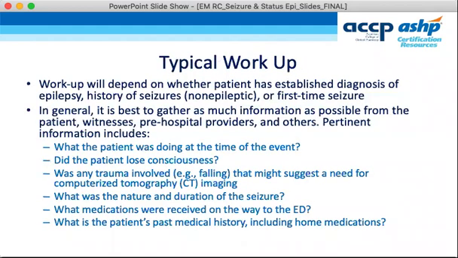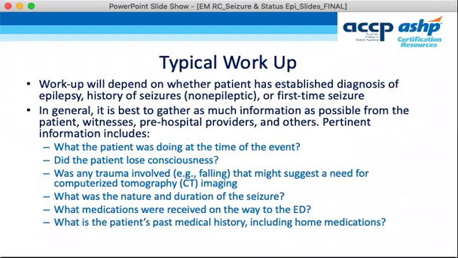So how are we going to work up patients in the ED? And this will first depend if the patient already has an established diagnosis of epilepsy or a history of non-epileptic seizures, or is this the first-time seizure? So let's take the approach if this is the patient's first-time seizure.